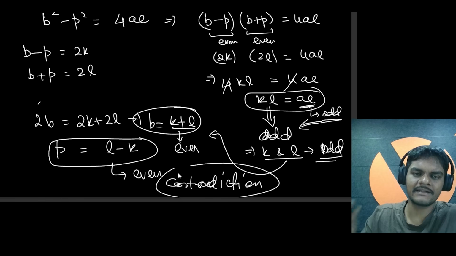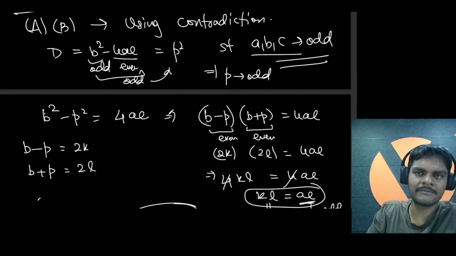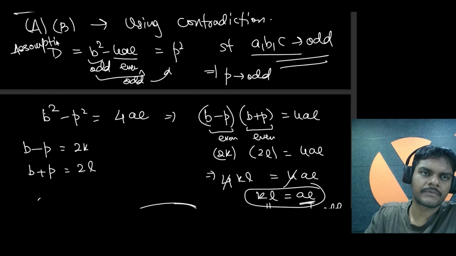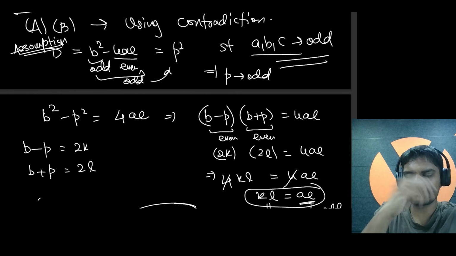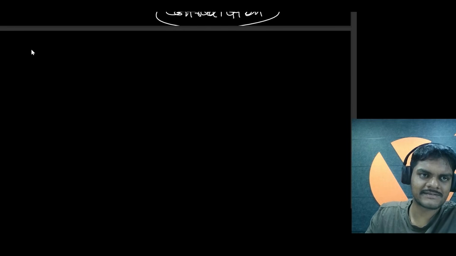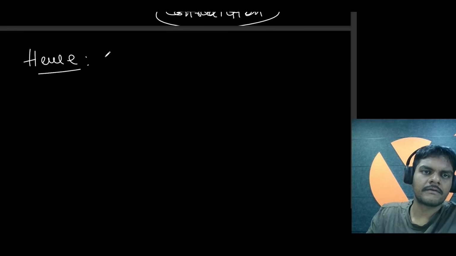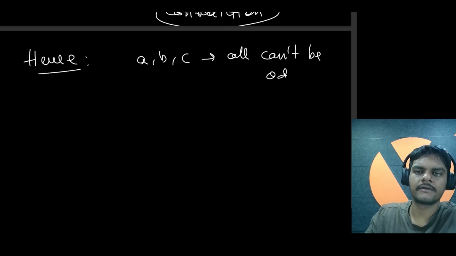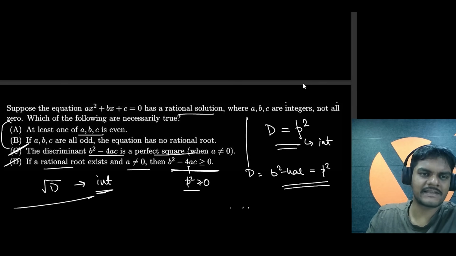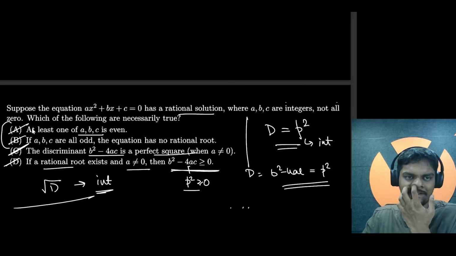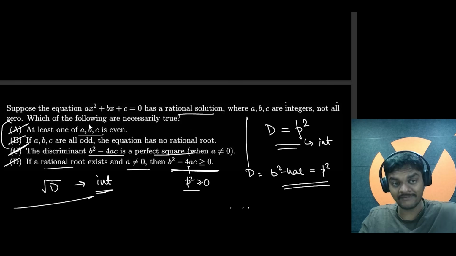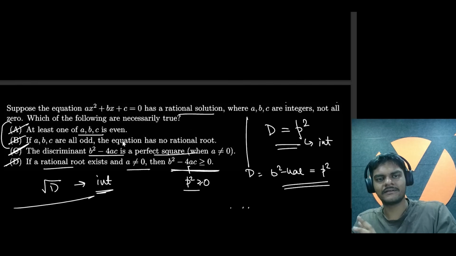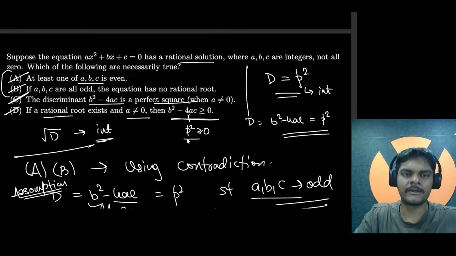It contradicts the fact that B and P are odd. We assumed B and P are odd. All are odd. This is the assumption. All right. So this contradicts our assumption. Therefore, it is not possible. Hence, A, B, C all cannot be odd. That means both the options A and B are also correct. Both the options are correct. At least one of A, B, C is even. If A, B, C all are odd, then the equation has no rational root. I hope that is clear.